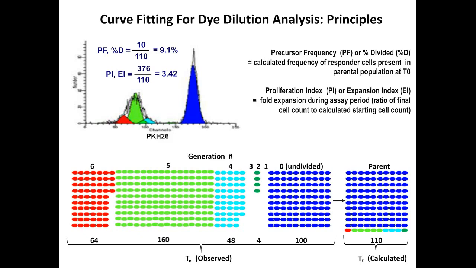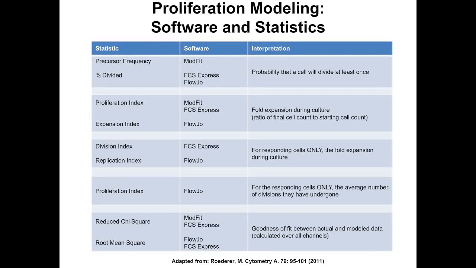So I will caution, this is just a quick slide to indicate that what we just described as a precursor frequency is called precursor frequency in ModFit, but in FCS Express and FlowJo it's called percent divided. The proliferation index is the term used in ModFit and FCS Express, but the expansion index is the term used in FlowJo. So there are differences between software as to what each of these terms or calculations is called. Mario Roeder has a great article that appeared in Cytometry A that addresses much of this, but that's just a caveat and a word of caution.